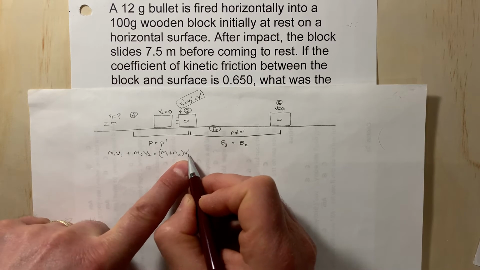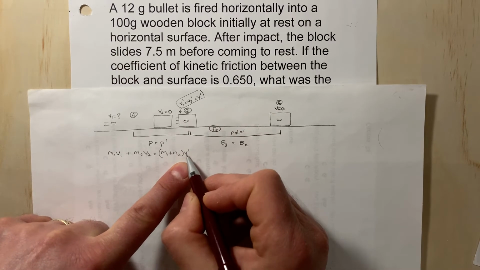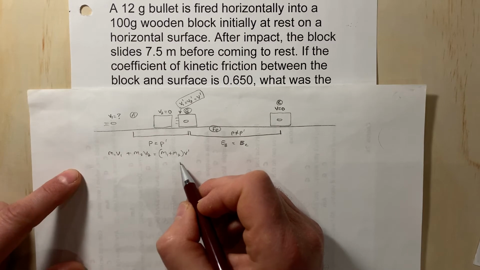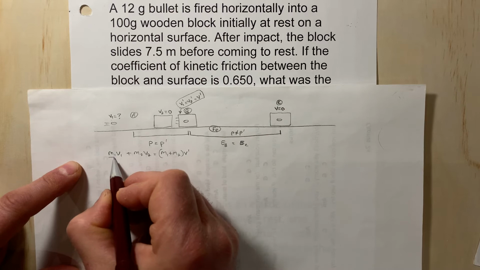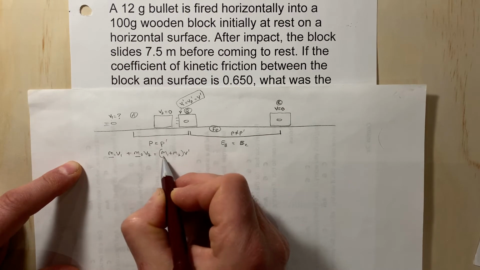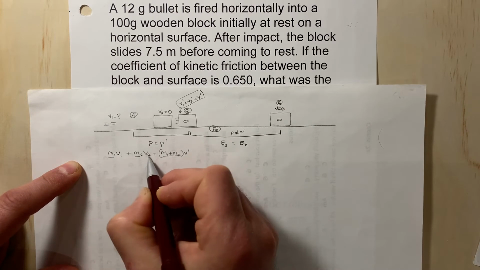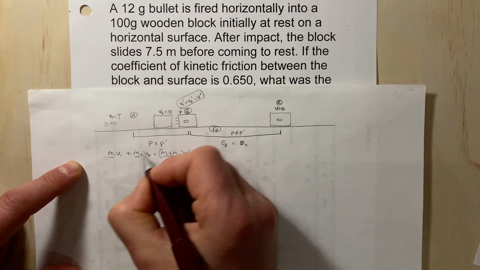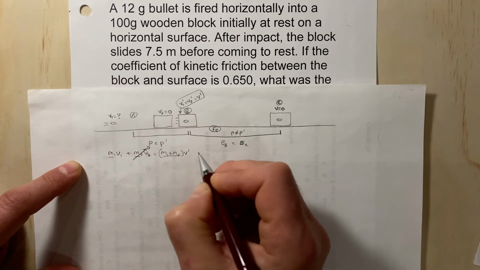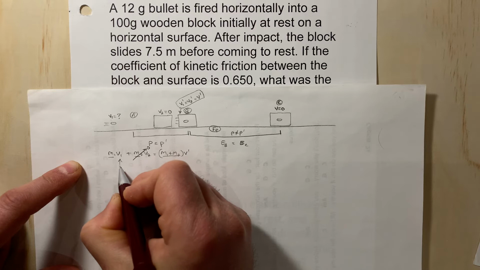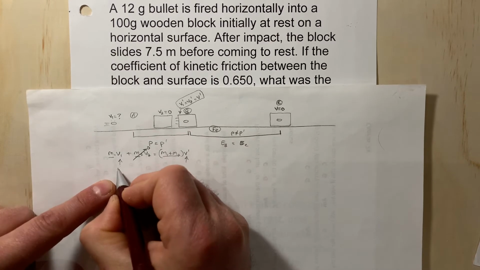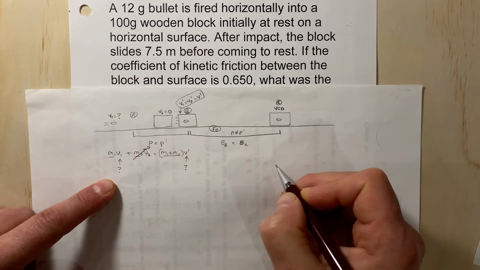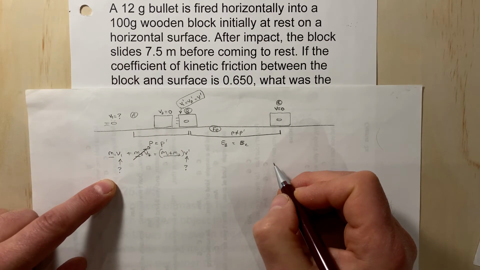I'm factoring out the V1 and the V2 primed because they're the same value. I'm going to get this. This is a completely inelastic collision. We know the mass of the bullet and the mass of the block. We know V2 right here is 0. Problem is, I don't know that. That's what I'm looking for, but I also don't know that. So I've got a question mark here and a question mark here. Two unknowns, I can't solve it.